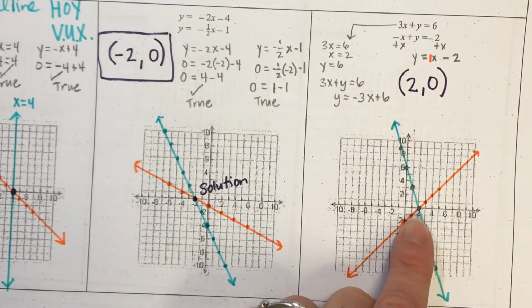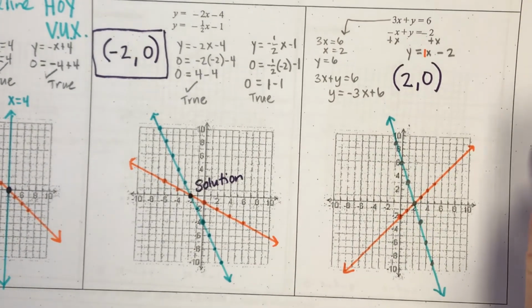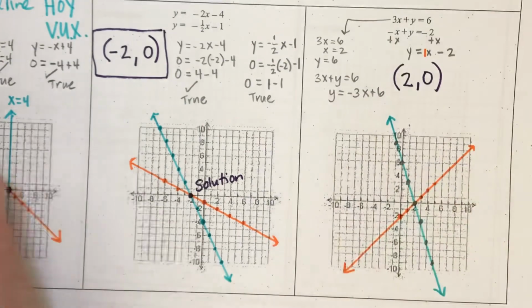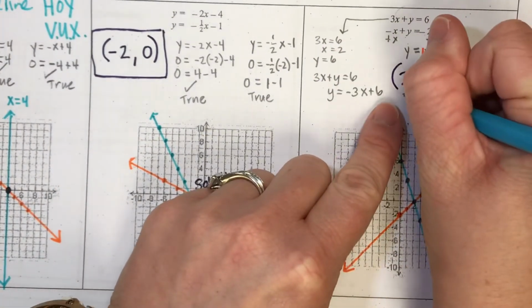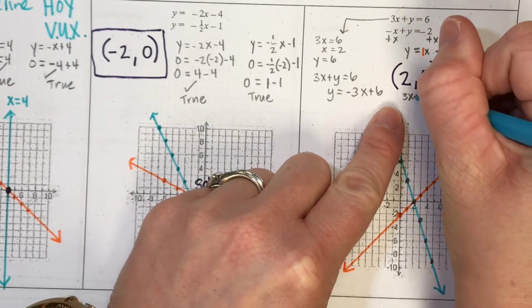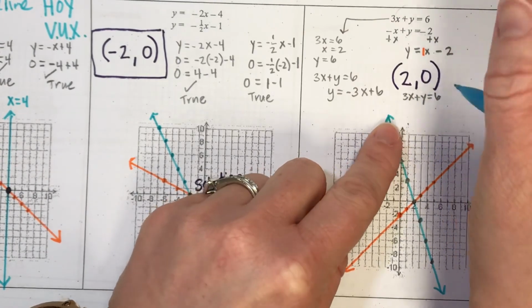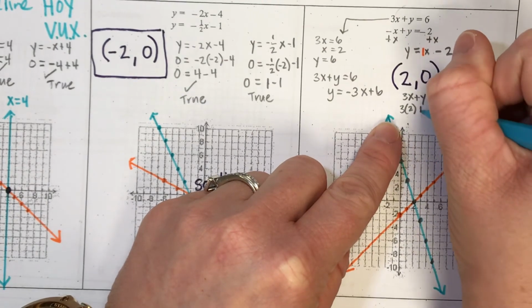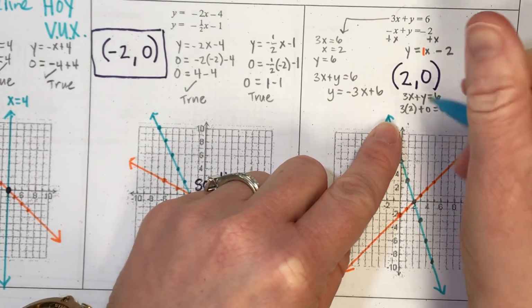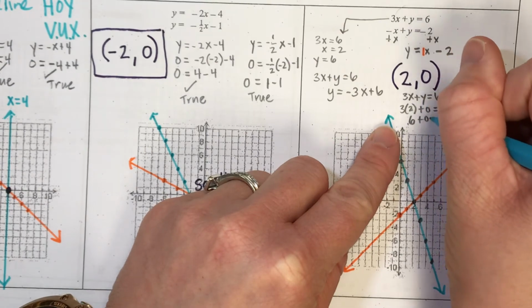And now what I'm going to do is just confirm, check that that is indeed the solution by plugging it back into my equations. And I'm actually going to use the equations as they began. So if I have 3x plus y equals 6, this would be the same as 3 times 2, the value that I found for x, plus 0, does that equal 6? Well, yeah, 6 plus 0 does equal 6.